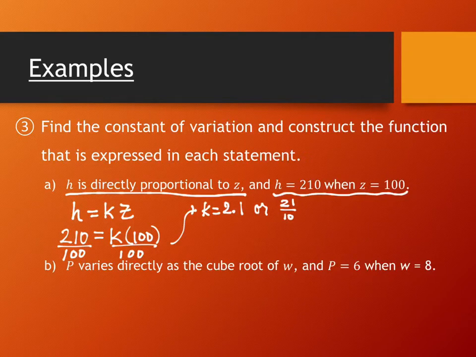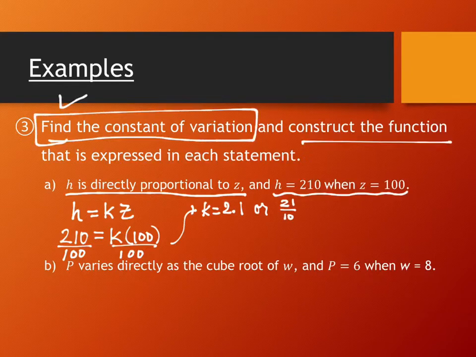But what we want to actually do is not only find the constant of variation, which we just did, we also want to construct the function. Now, we constructed the function initially, but we didn't know K, right? But now we do know K. So we can actually create the function specifically. H is equal, I'm going to use the decimal form, to 2.1 Z. That's the function that the problem is asking us to construct. The function that actually identifies what K is.